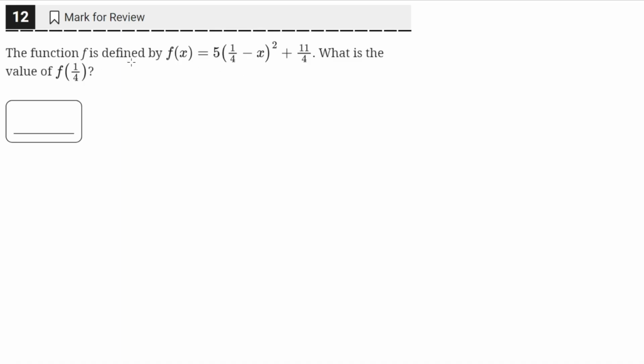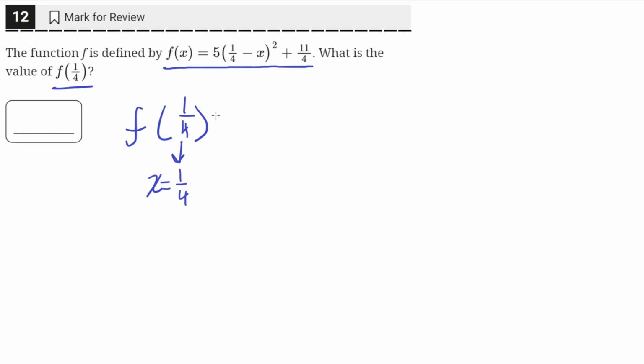The function f is defined by f of x equals 5 times (1/4 minus x) squared plus 11 over 4. What is the value of f of 1/4? So we need to find the value of f of 1/4, which is just the value of this function f of x when x equals 1/4.